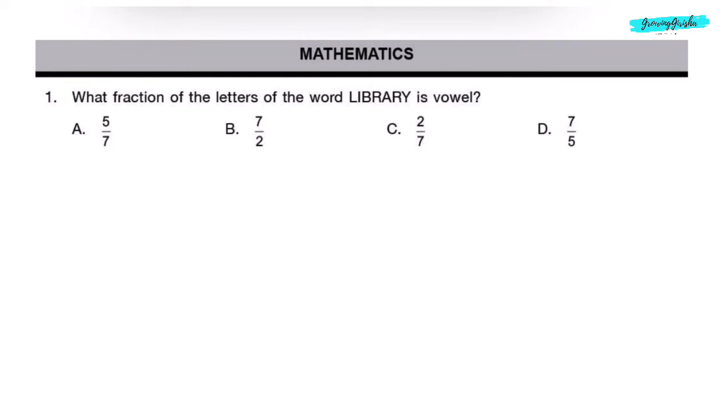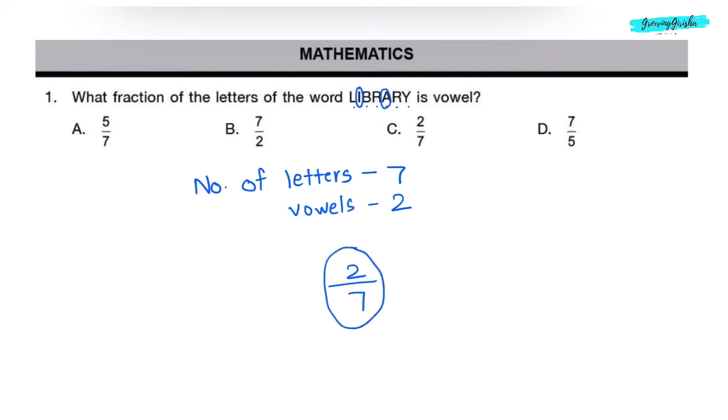Mathematics, question 1. What fraction of the letters of the word library is vowel? Number of letters in library is 1, 2, 3, 4, 5, 6, 7. 7. Number of vowels in the word library is 1, I, 2, A. So, 2 vowels. So, our fraction will be number of vowels upon number of letters. Number of vowels is 2, number of letters is 7. So, correct answer is option C, 2 upon 7.